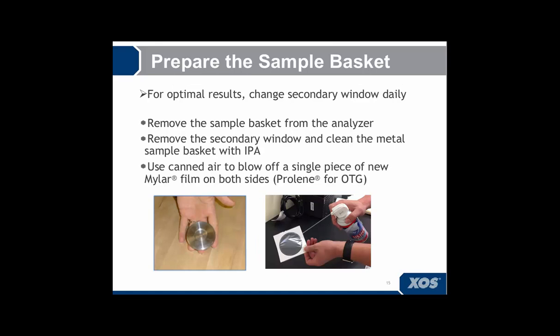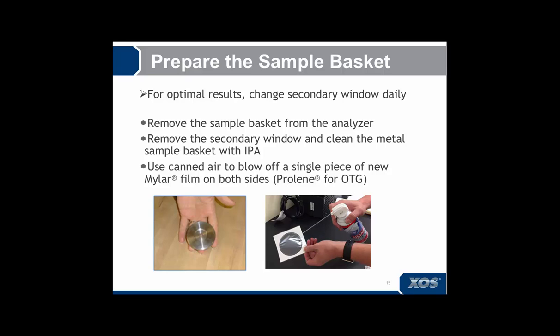Next, we'll talk about the sample basket, and specifically the secondary window. Especially as you're starting to run measurements at lower and lower sulfur concentrations, we actually recommend, for optimal results, that you change your secondary window daily. To do this, first you remove the sample basket from the analyzer, turn it over, and remove the secondary window. This is a good time to clean the metal sample basket with IPA.